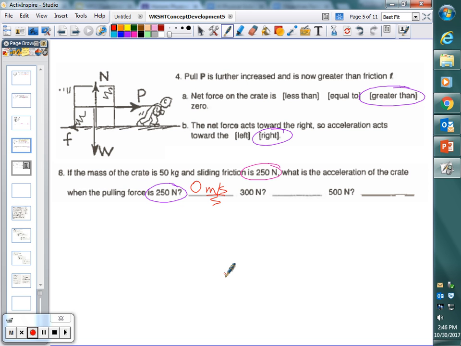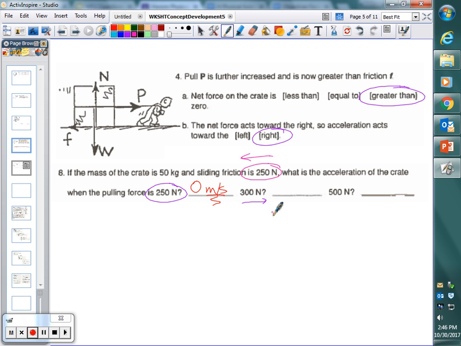The pulling force has now been increased to 300 newtons. What is the net force now acting on the crate? 50 newtons, right? You have 300 pulling in this direction. You have 250 acting in that direction. So, Edie, that means the net force is 50. Which direction? Probably right.